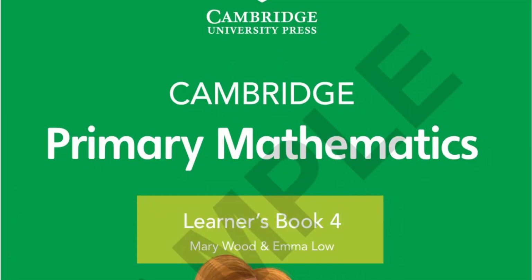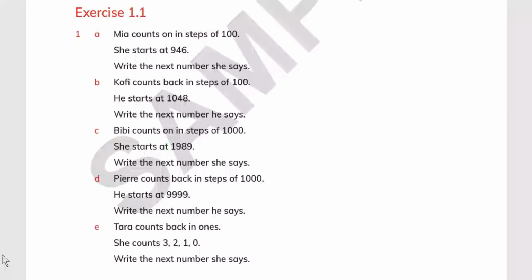As you know, we have started Cambridge Primary Mathematics Learner's Book 4 series, and today we will start exercise 1.1. So let's get started with question number 1. This is question 1 of exercise 1.1. The A part is: Mia counts on in steps of 100. She starts at 946. Write the next number she says.